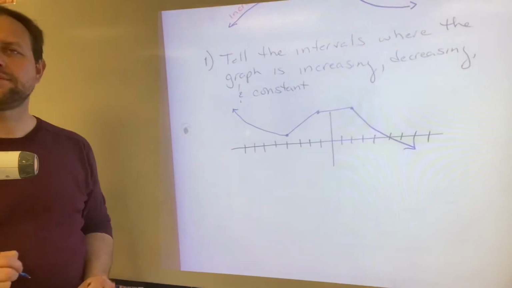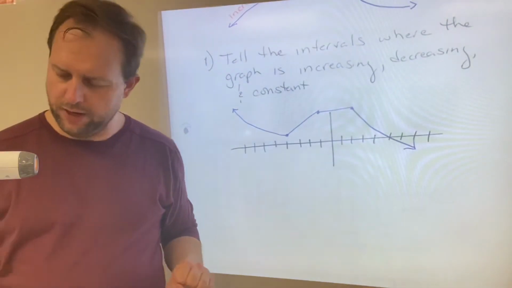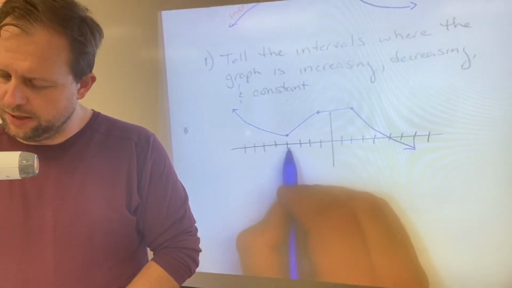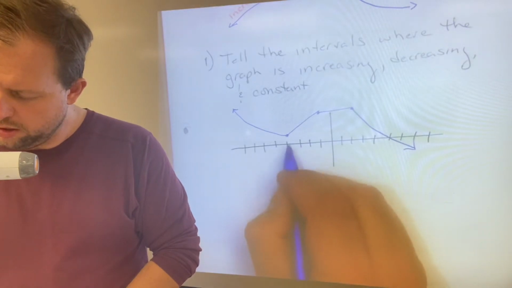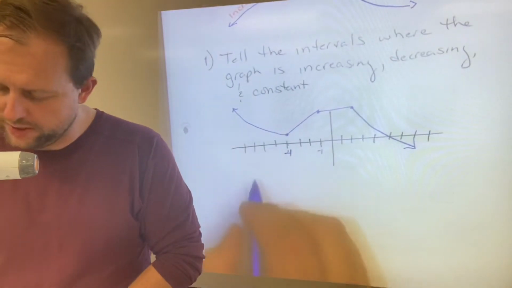Okay, so where is our graph increasing? Well, we have an increasing from here to here, which would be -4, -3, -2, -1. So from -4 to -1, it's increasing.